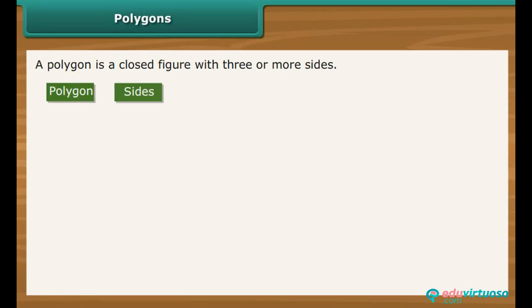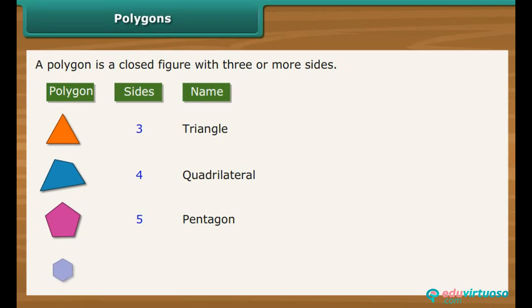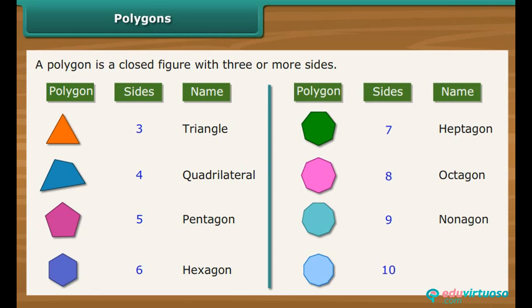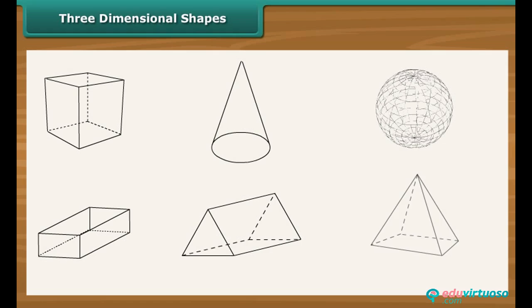Polygons. A polygon is a closed figure with 3 or more sides. Here are some polygons. Let us count their sides and name them. Three-dimensional shapes. Three-dimensional shapes have depth. They are not flat like two-dimensional shapes.